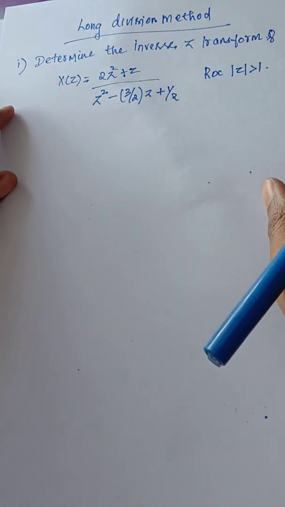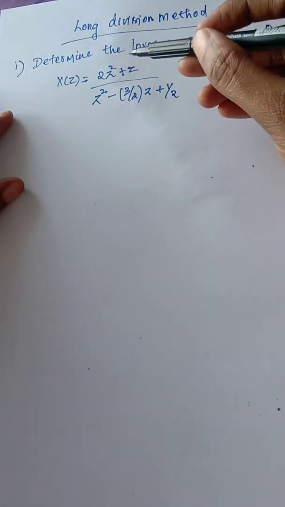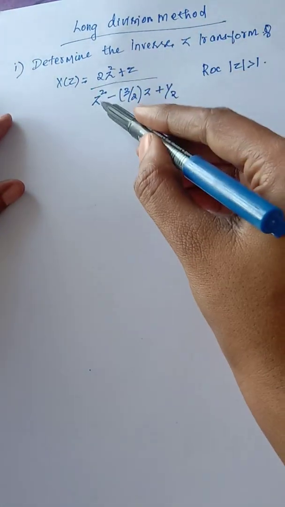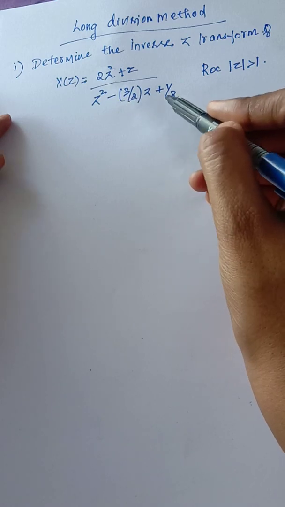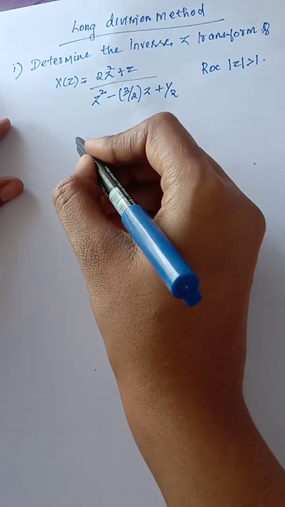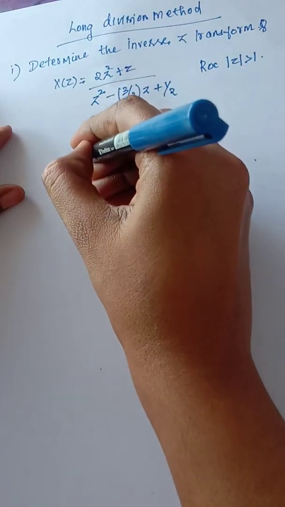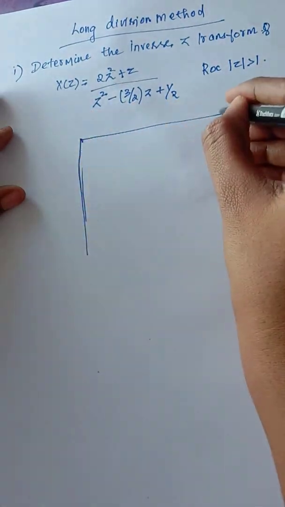Here we are going to determine the inverse Z transform. They have given X of z is equal to 2z square plus z divided by z square minus 3 by 2 z plus 1 by 2, where the region of convergence is mod z greater than 1. I think you are already familiar with the long division method, so I am explaining it with this example.